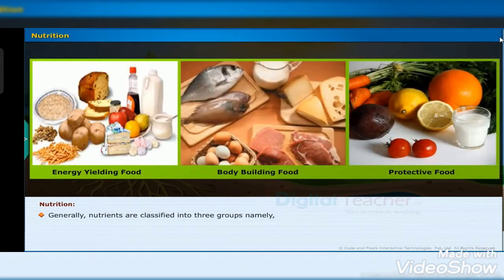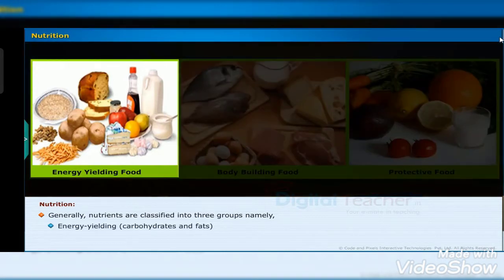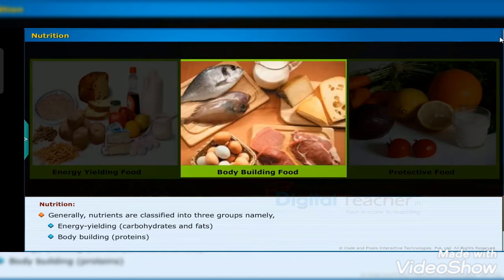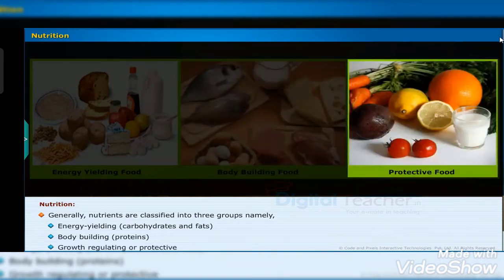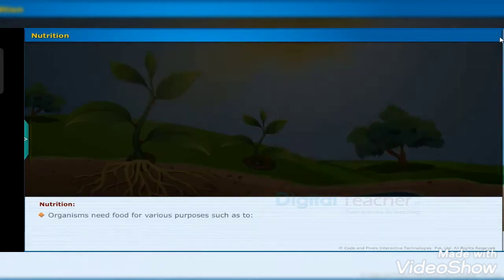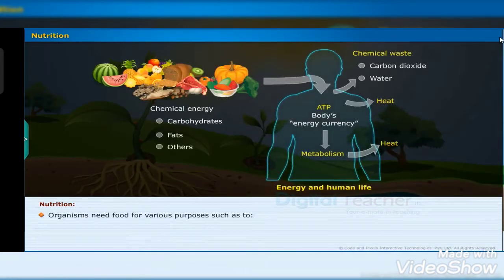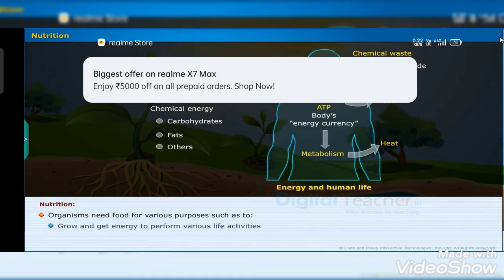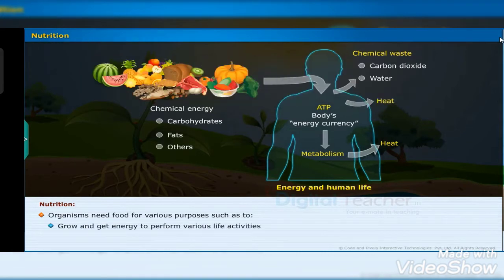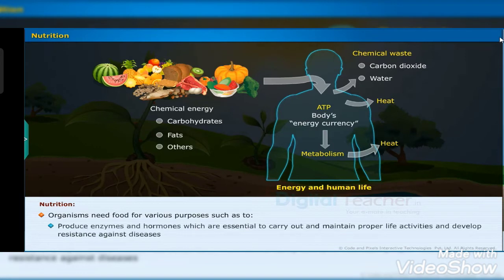Generally, nutrients are classified into three groups, namely energy-yielding carbohydrates and fats, body-building proteins, growth-regulating or protective. Organisms need food for various purposes such as to grow and get energy to perform various life activities, repair the damaged cells and tissues, produce enzymes and hormones which are essential to carry out and maintain proper life activities, and develop resistance against diseases.